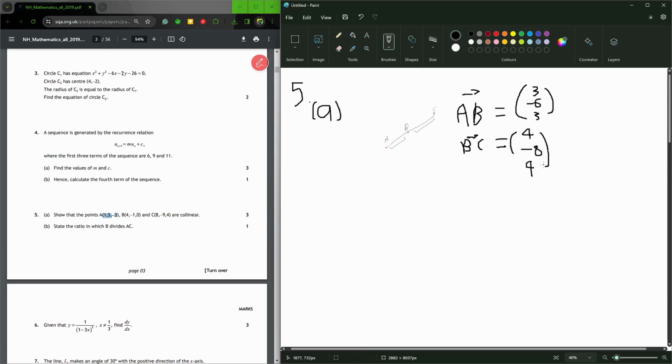Notice anything particular? These two can be made multiples of each other because they've all got the same pattern, like this. If we have another vector, just to point this out, that looks like this, AB equals 3 of that, BC equals 4 of that. And if vectors are multiples of each other, then they're parallel.